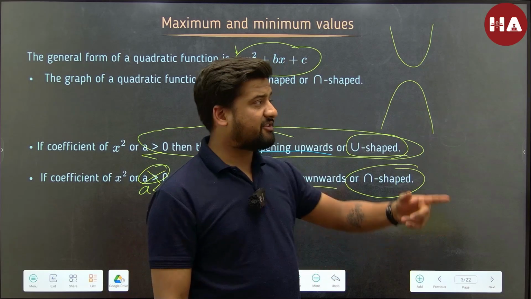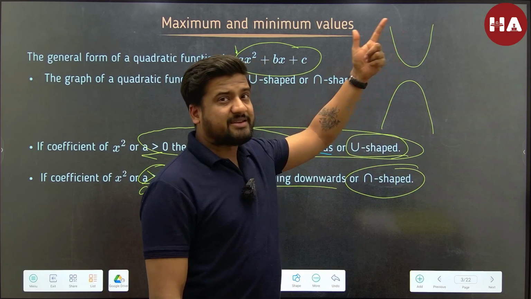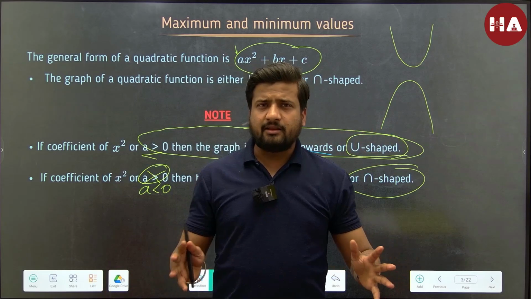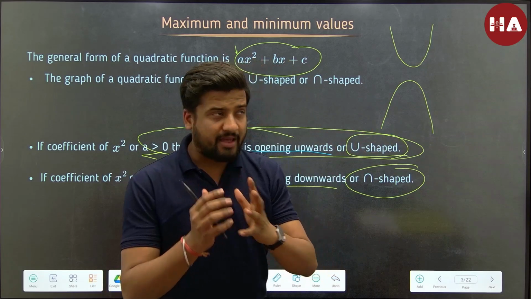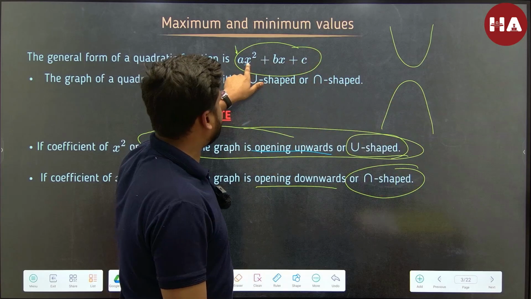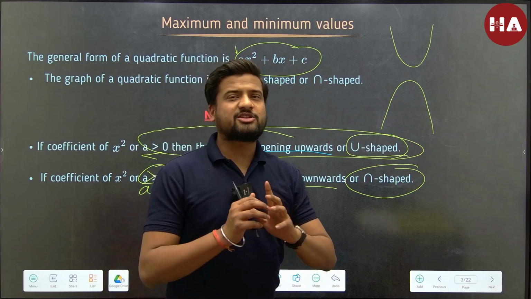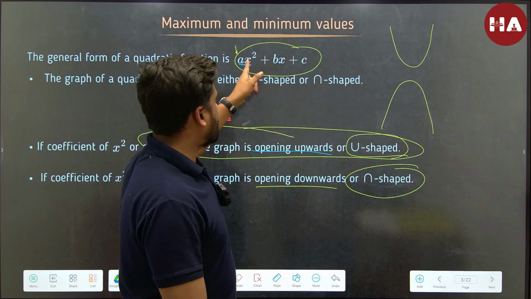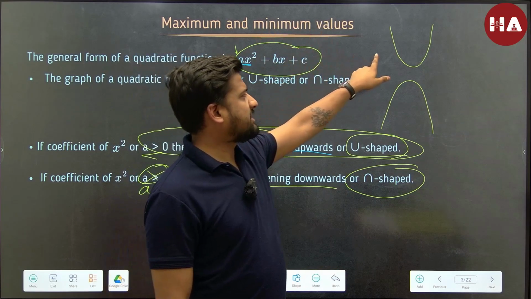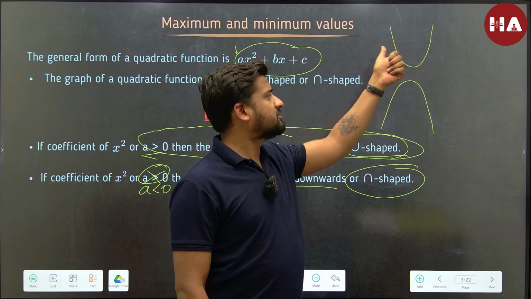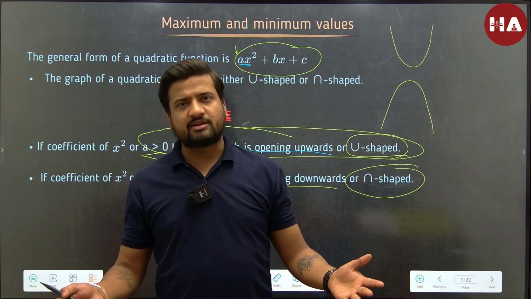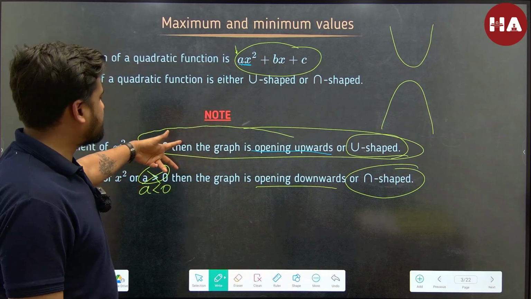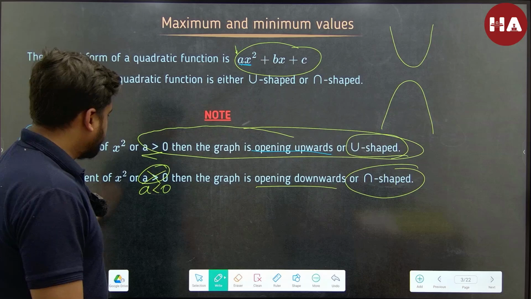If it is positive, that's the shape of my graph. If it is negative, then this will be the shape of my graph. No big deal, because the term with the highest power will determine the shape of my graph for a quadratic function. So that's why only a will be determining whether I'll be getting an upward or downward opening graph. Please note it down, make sure you're noting these 2 points especially.